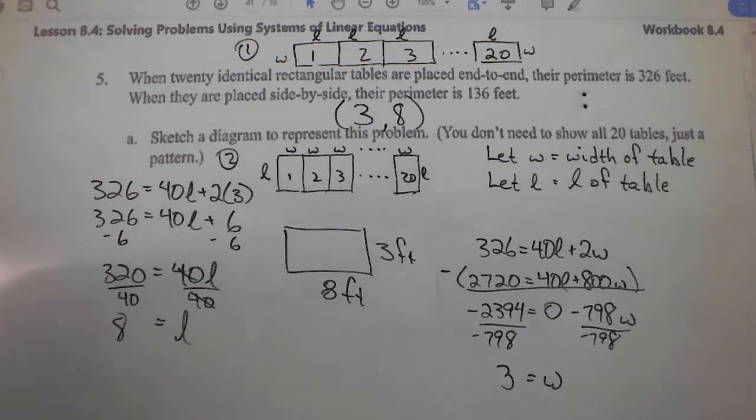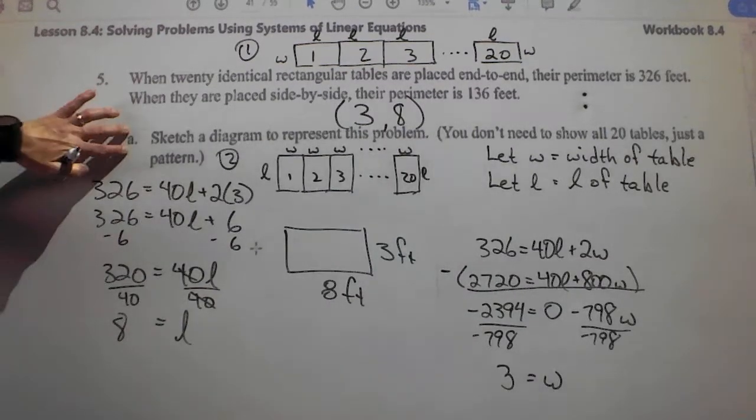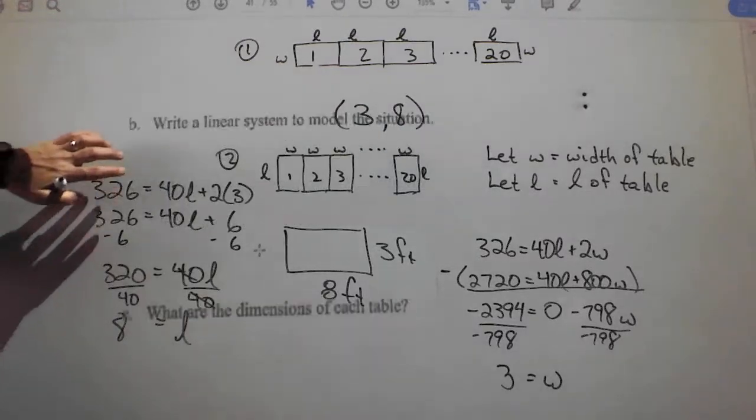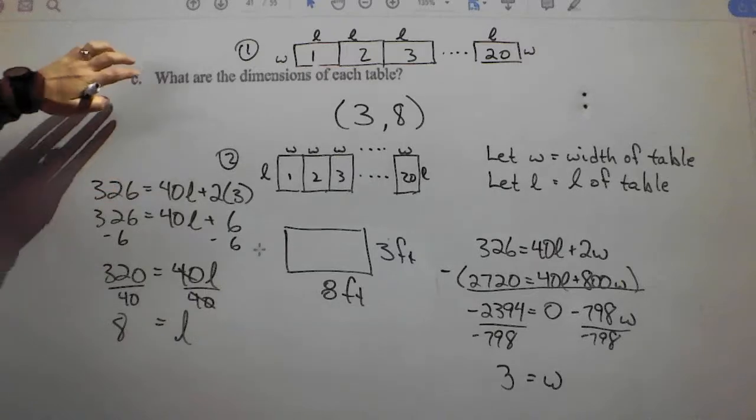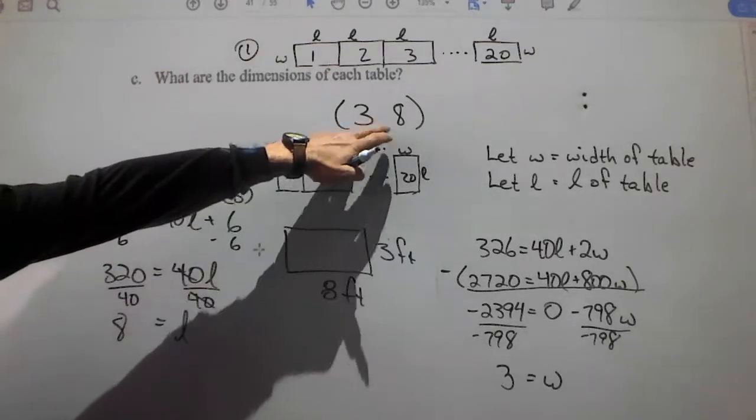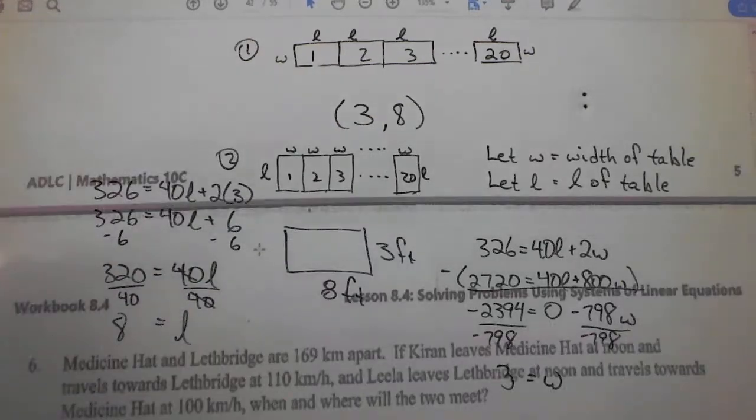Okay, let's just move on and make sure we've answered everything. So we've sketched our diagram, we've written our system of linear equations, and we've discovered that the dimensions are 3 by 8. Okay?